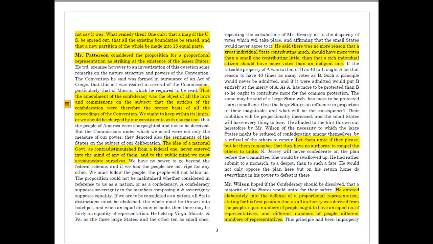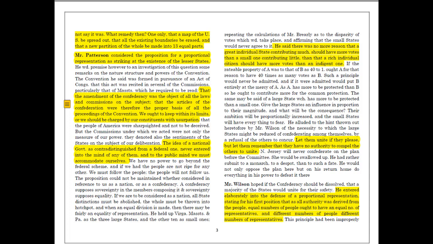His fellow delegate from New Jersey, William Patterson, is not so much concerned with arguing the justice of the case. He is going to lay down the law that this is the fundamental condition by which the small states would even consider to go along with any national government, let alone a reform of the Articles of Confederation. Patterson says that he considered the proposition for a proportional representation as striking at the existence of the lesser states.